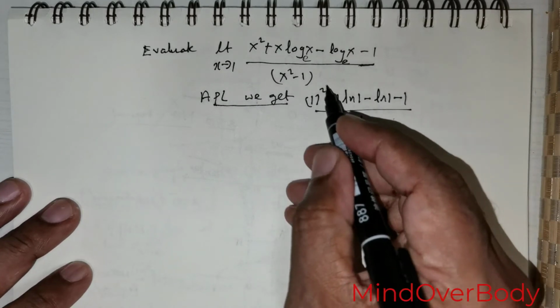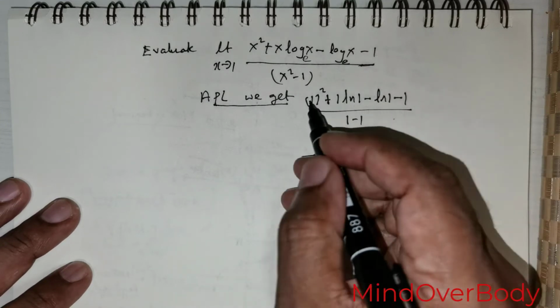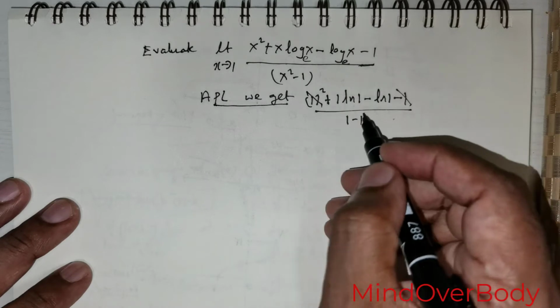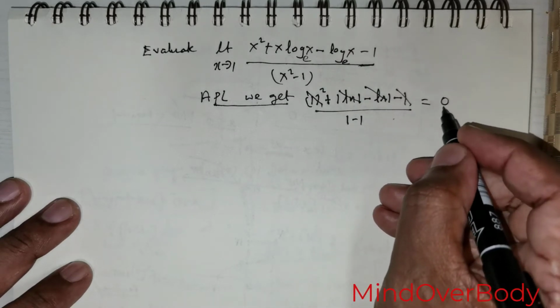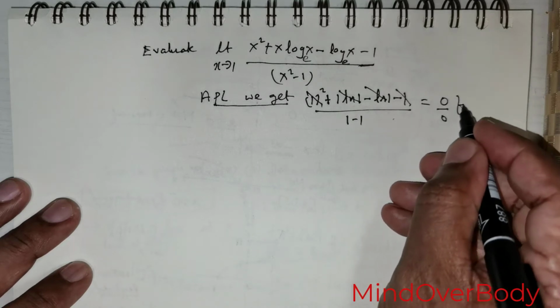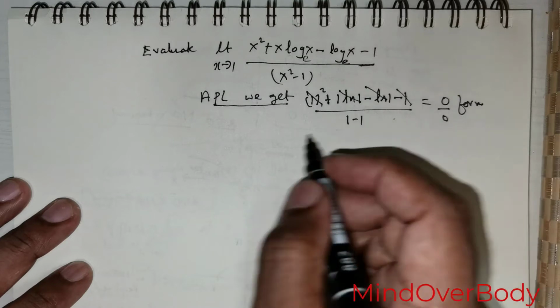Now this is actually a positive sign. Now positive 1 squared is 1 and negative 1, they both get cancelled. This is going to be ln 1 and negative ln 1, they get cancelled, giving me 0. 1 minus 1 is 0. So this is 0 by 0 form. You have to explicitly state this.